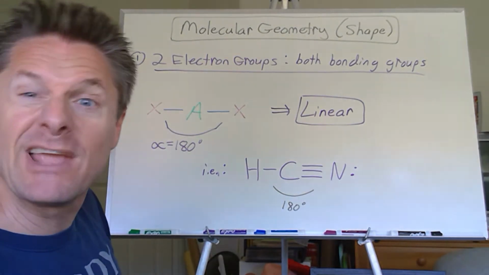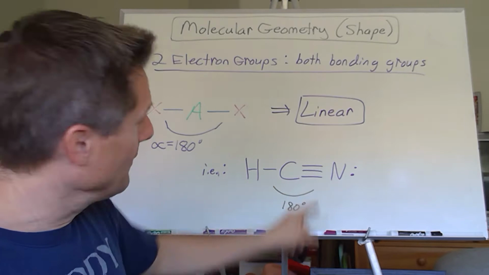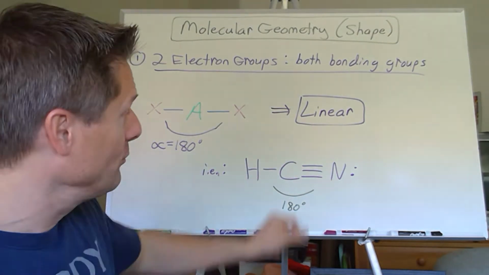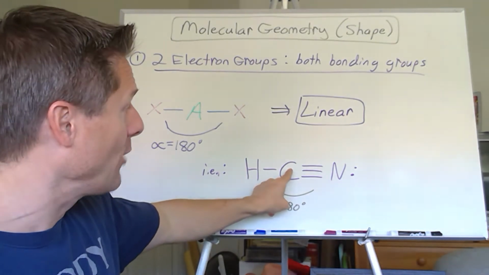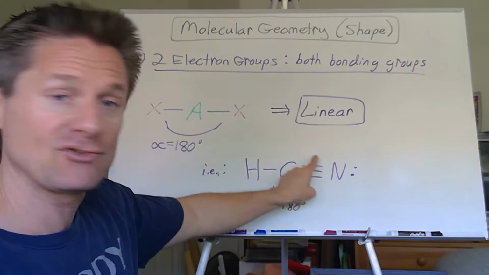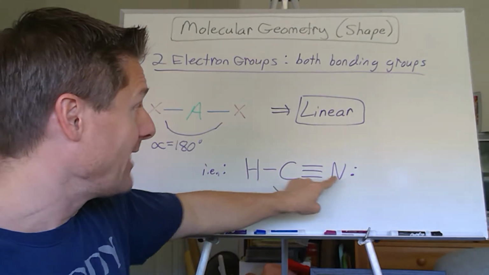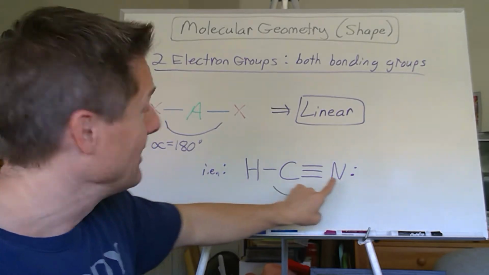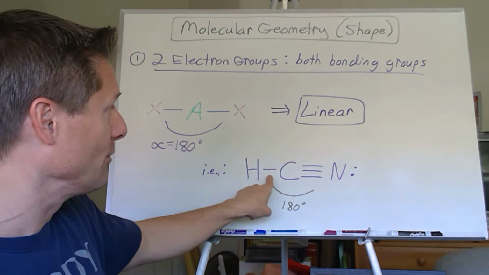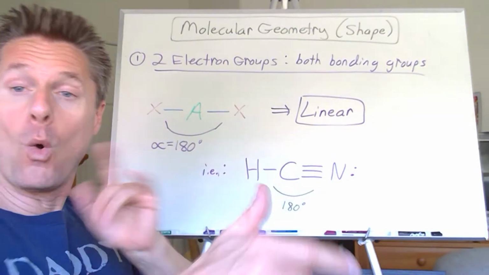Alpha being the notation for bond angle. For example, if you have HCN, I'm not going to go through and do the 6n plus 2 stuff. You could practice that if you want to. But that carbon's the central atom, right? It's got an atom on either side. It's a triple bond to the nitrogen, so that's 1 electron group. Got a single bond to the hydrogen, that's a 2nd electron group. That lone pair is on the nitrogen, not the carbon. So you have 2 electron groups, 2 regions of electron density, a triple bond and a single bond. That makes it linear with a 180-degree bond angle.